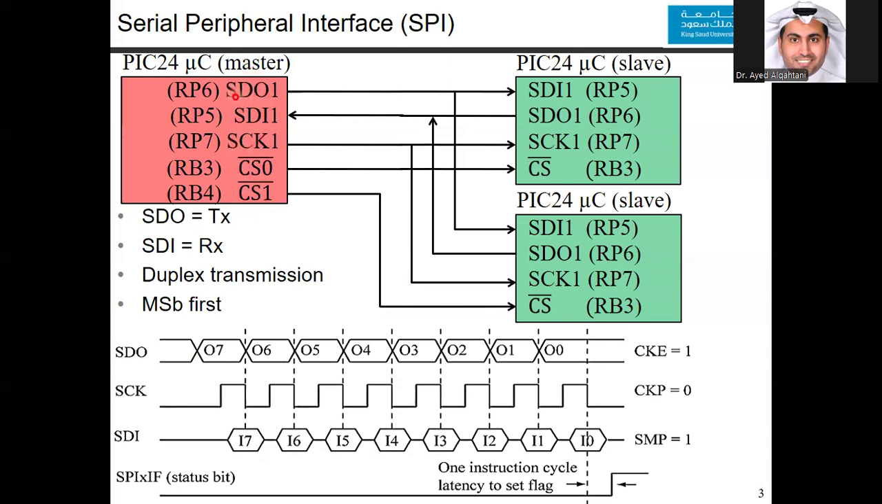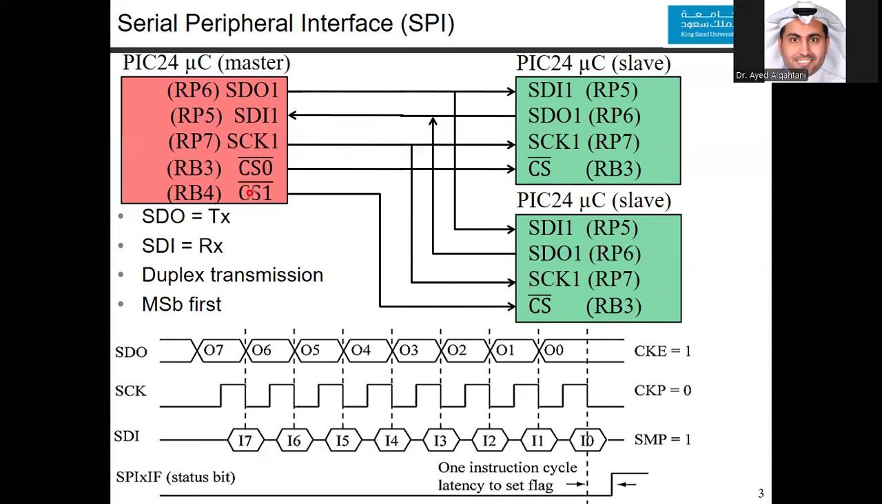As you can see here, if you have an SDO in one unit, it should be connected to the SDI of the other unit, if they are both microcontrollers. And vice versa, the SDO here will be connected to the SDI here. The clock, the master should generate the clock and then distribute it to all the slaves.